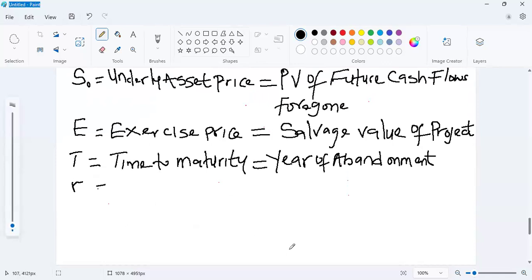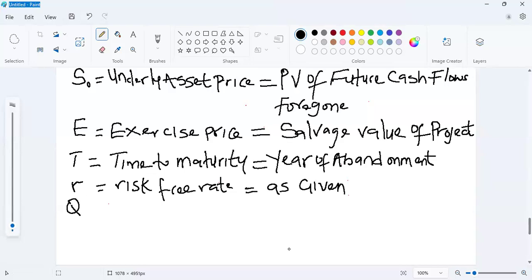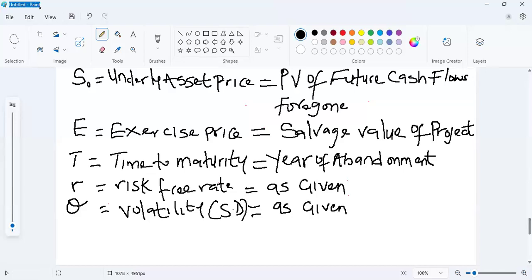Your R, the risk-free rate, is as given. Examiner will give you this. Then your volatility, in bracket standard deviation, the examiner will also give you this. This will happen in your step 2.